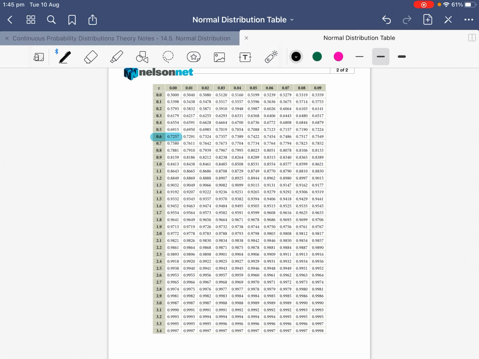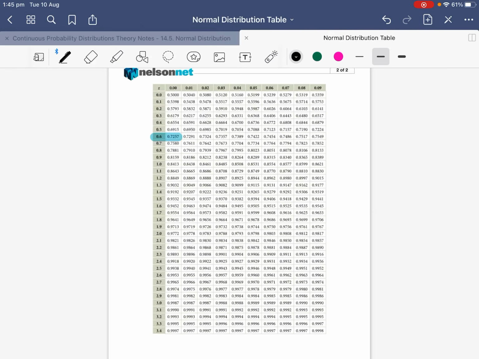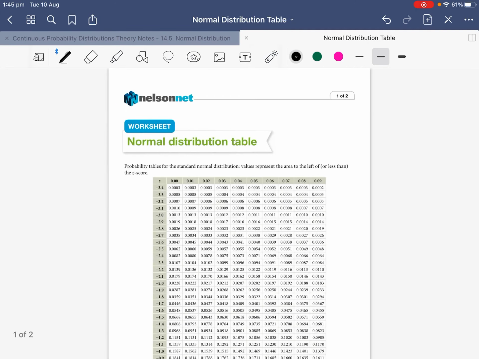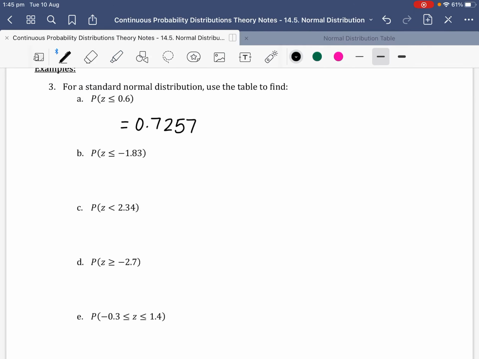Now the 0.6 stands for the first decimal place. If we had a second decimal place like we're going to have in our next example, that's when we go across. So the probability of z is less than minus 1.83. What we have to do here is find where minus 1.8 is. So minus 1.8 is here, and then we go across to 0.3. And at 0.3, it is here, and so it's 0.0336.